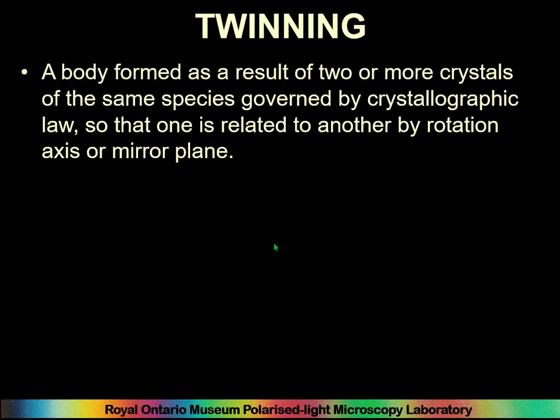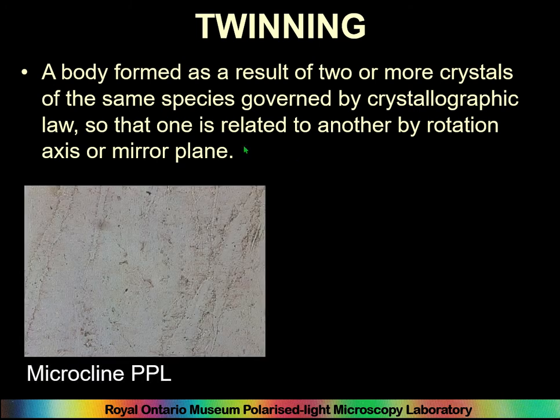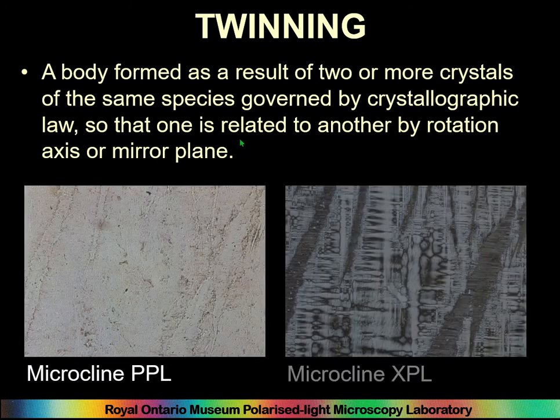So, twinning. This is a body formed as a result of two or more crystals of the same species governed by crystallographic law, so that one is related to another by rotation axis or mirror plane. Now that is a lot of guff which you don't need to remember. You just need to remember that twinning is what forms very interesting patterns that help you to identify minerals.